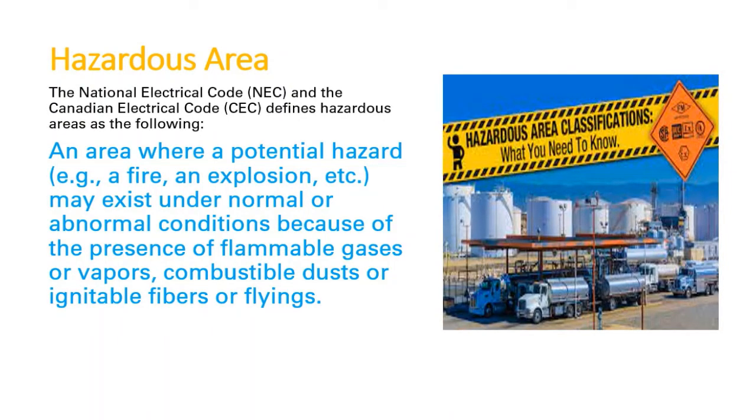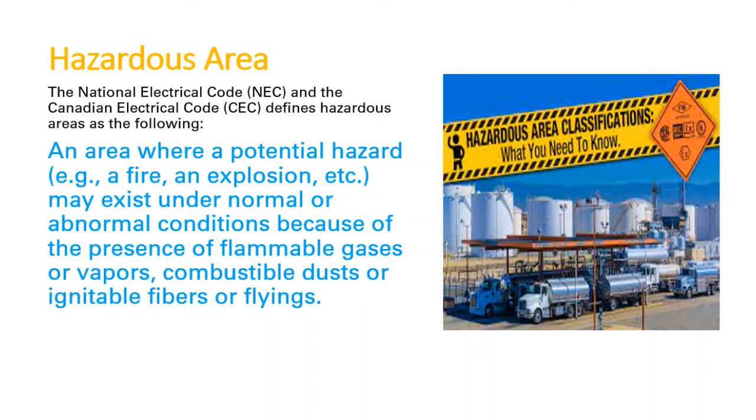So here the difference between the last definition and this definition is the term that the potential hazard may exist under normal condition or abnormal condition. Abnormal condition, or you can say the fault condition, basically. When there is an equipment and the equipment is working normally, there may be any hazard or may not be any hazard, but there may be situations also where the equipment is in fault condition.